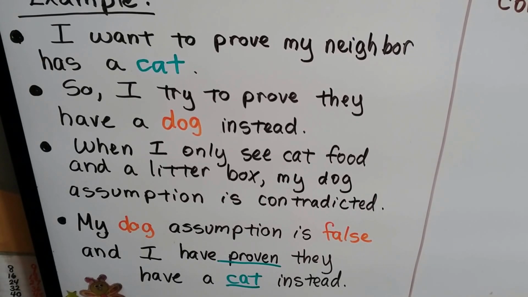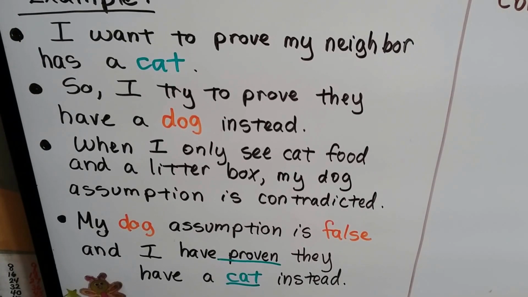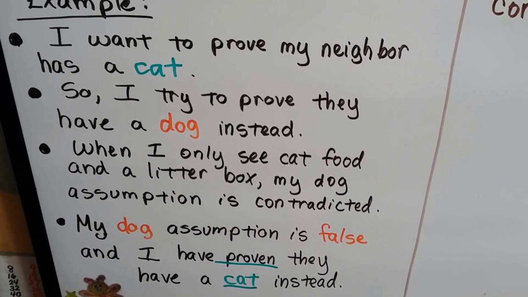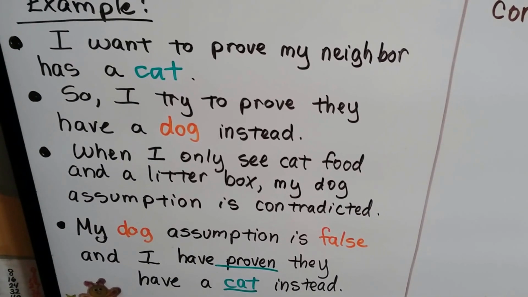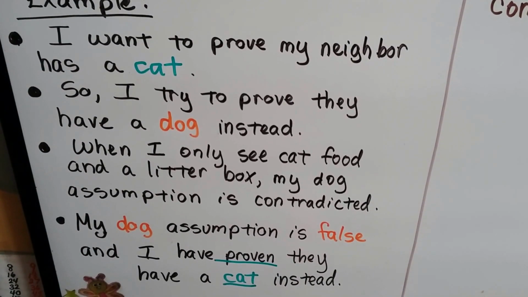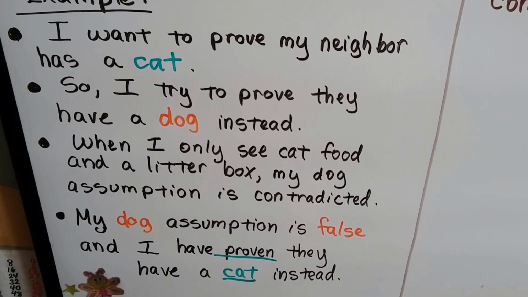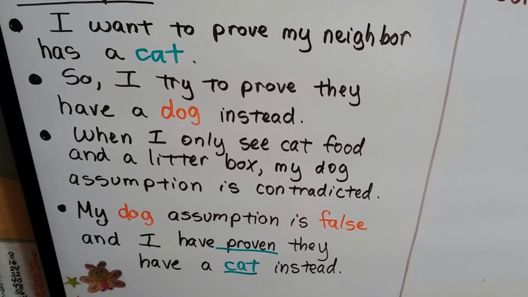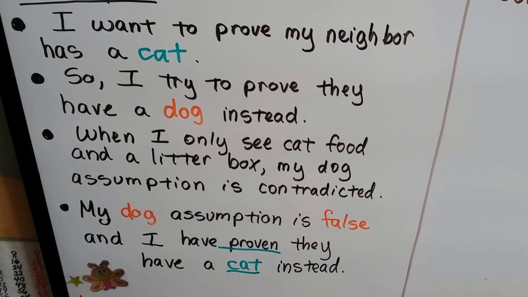When I only see cat food in their shelves and a litter box in the corner, my dog assumption is contradicted, isn't it? I don't see any signs of any dog toys. I don't see a dog collar. I don't see a leash. All I see is cat food and a litter box. So my dog assumption is false, and I've proven that they have a cat instead.